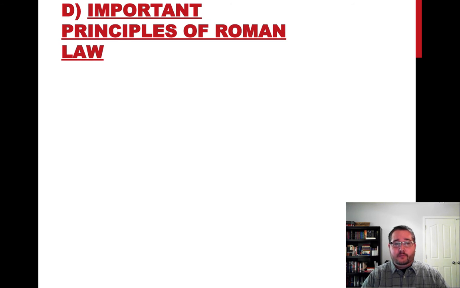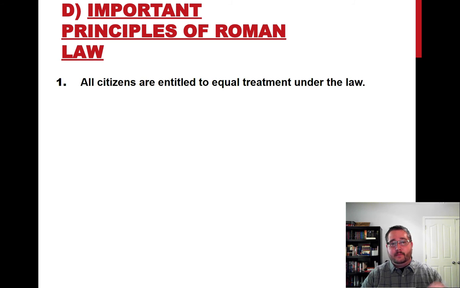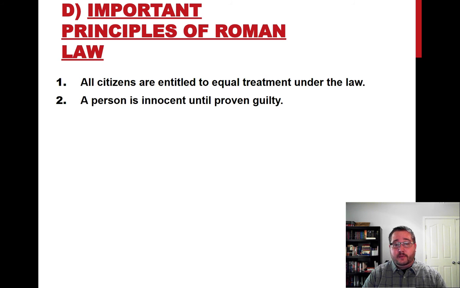All right. Important principles of Roman law. Now, the Romans did some things that definitely carried over today. In my classes, we actually read excerpts from the Laws of the 12 Tables, which we'll see in a second, which forms kind of the basis of Roman laws. We definitely took some of the key principles, and we still use them today in a lot of Western societies, and specifically in America. Things like all citizens are entitled to equal treatment under the law.